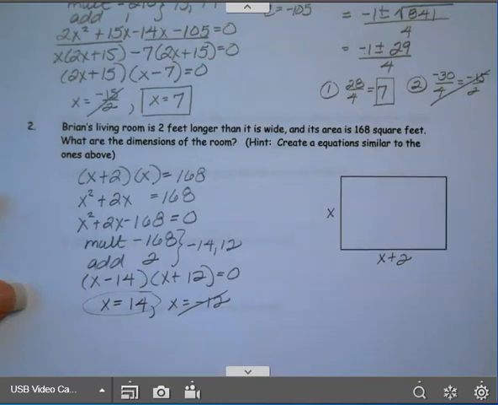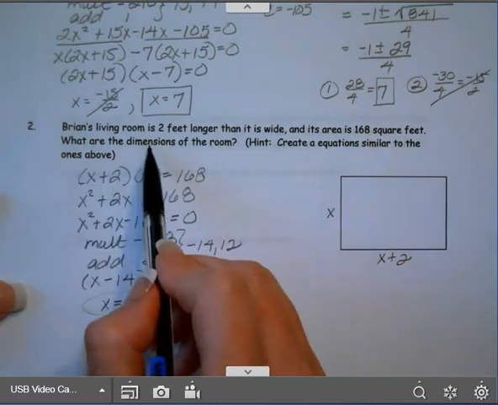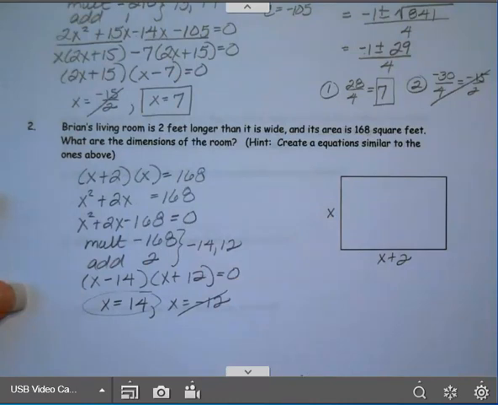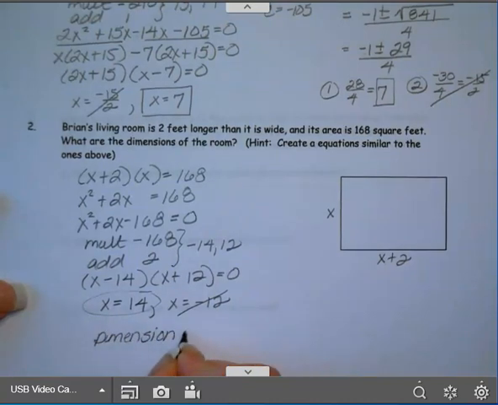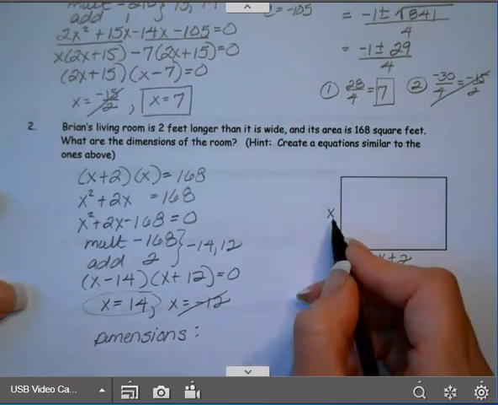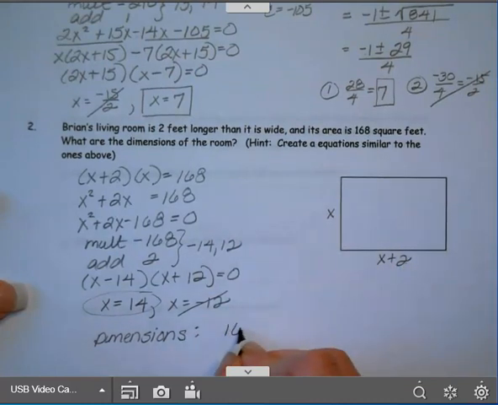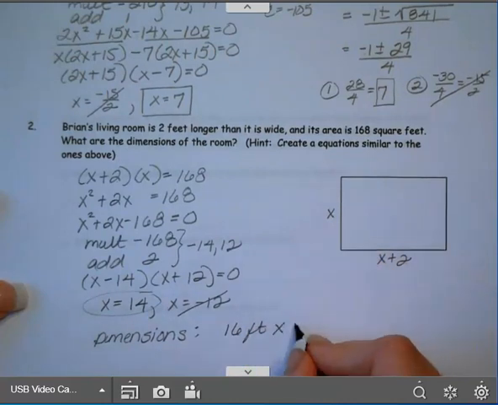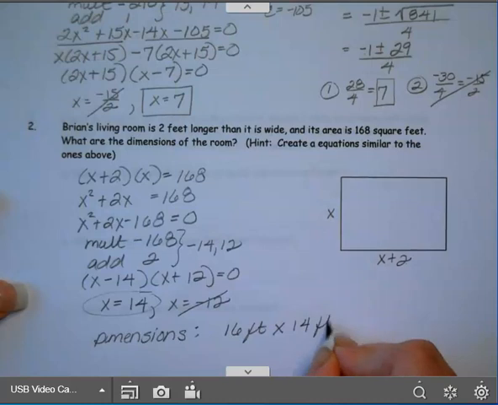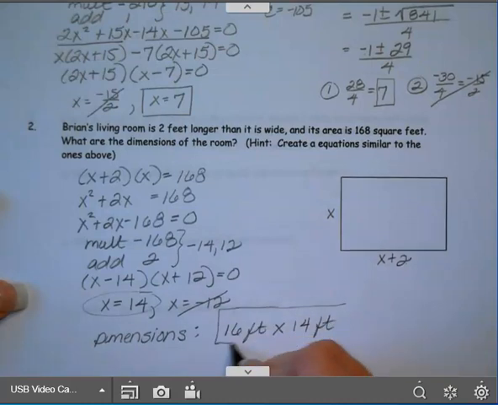But let's read the question again. What are the dimensions of the room? Okay, so they didn't ask for just x. They asked for the dimensions. So our dimensions are going to be the length, which is 14 plus 2, so 16, and that was in feet, by the width, which is 14 feet. So that is the answer to the question that they asked.